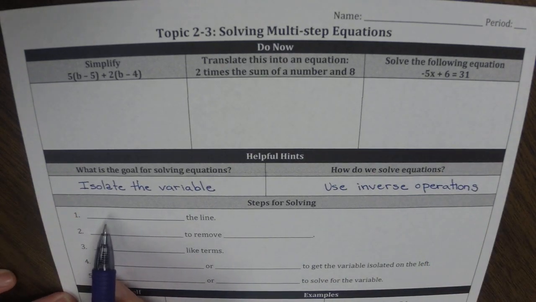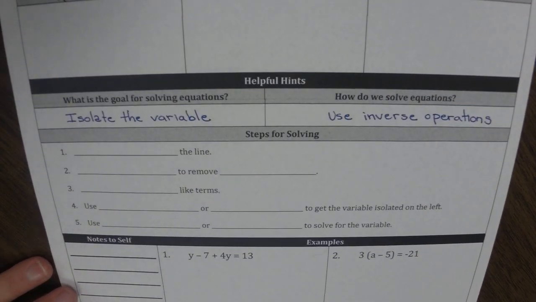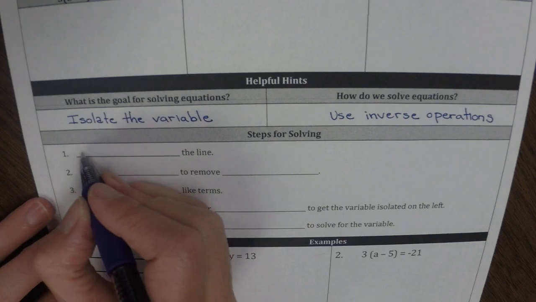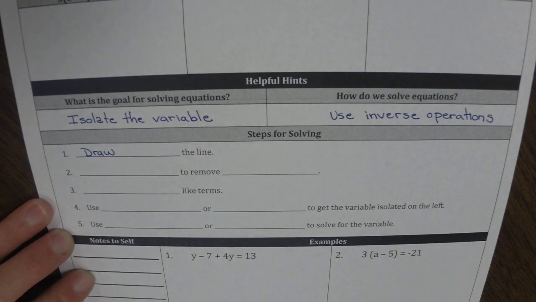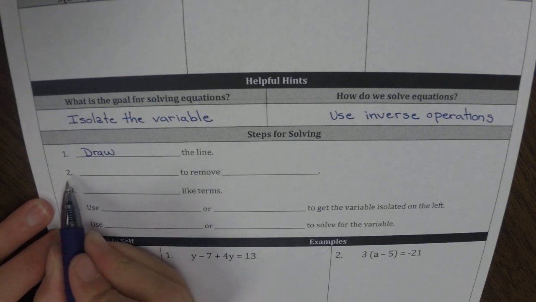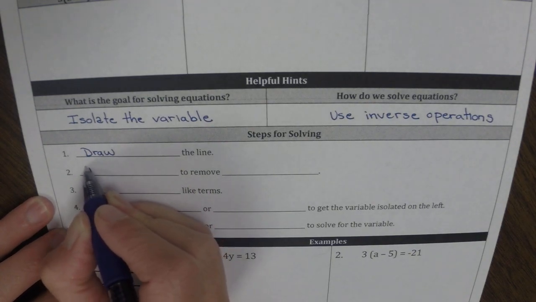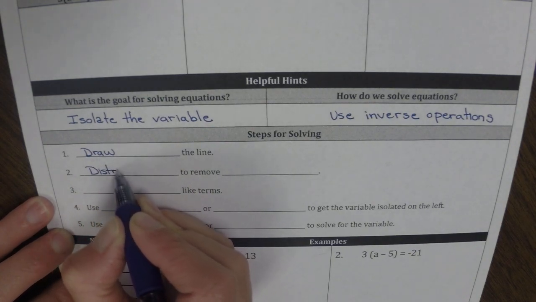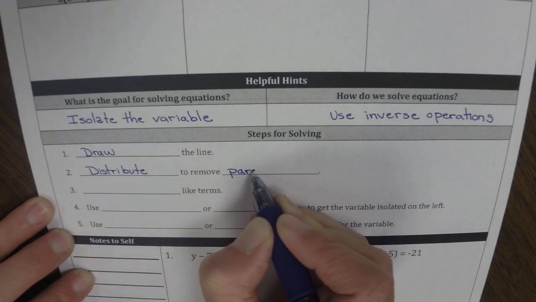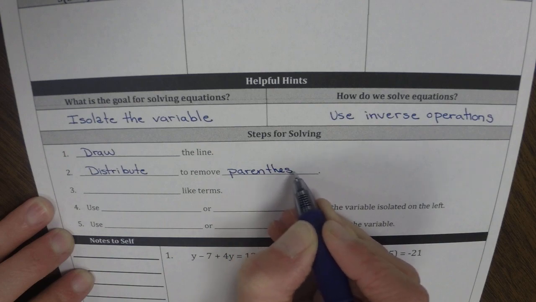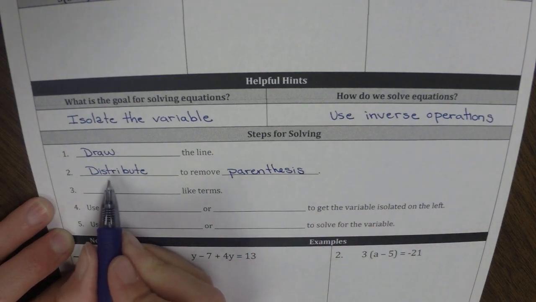So then here we've got the 5 steps, and I'm going to slide it up so you can see them. Our first step is always going to be to draw the line through the equal sign. Hey, that kind of rhymed. Draw the line through the equal sign. Then the second step is going to be to distribute to remove parentheses. And this hasn't changed. We've talked about distribution for a long time. Remember, distribute is fancy for multiply.